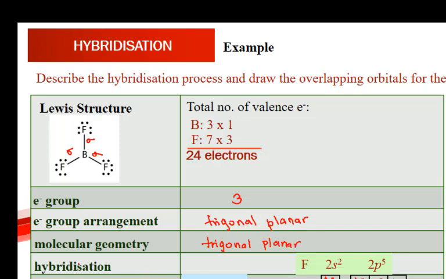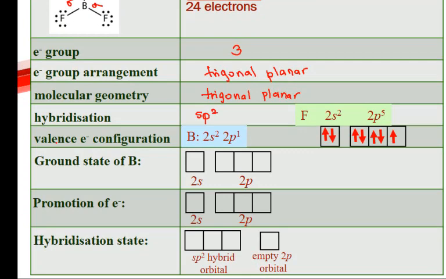Now, let's have a look at the hybridization process. This process involves 3 steps, which are writing the orbital diagram of valence electron at the ground state for the central atom, promotion of electron, and finally, write the hybridization state. The hybridization is only focused on the central atom and terminal atom that involves multiple bonds. In BF3, we only focus on hybridization of boron.